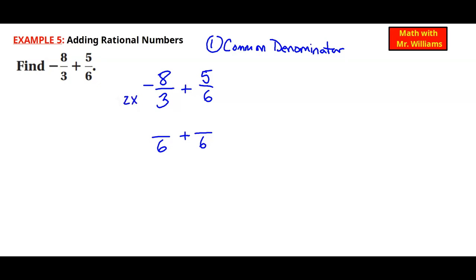So we're going to multiply the top and bottom by a 2 so I can make that 3 into a 6. And when I do that, 2 times the 8 up top is going to give me that negative 16. So on the right side, technically we're multiplying the top and bottom by 1, which still gives me a 5. Now when we add fractions, we know the common denominator that we did all that work for is going to stay the same. But now we just add the top numbers.